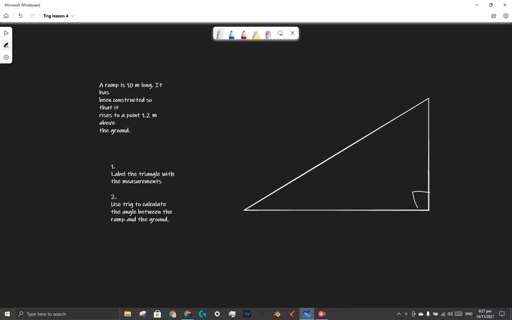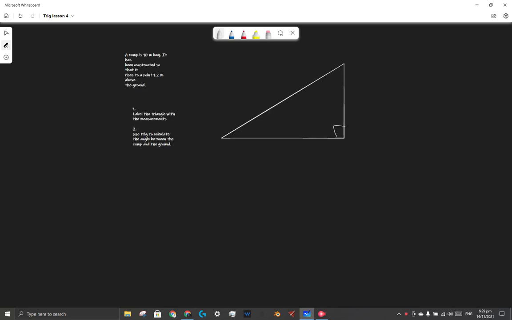I'm going to put up one more problem, but I'm going to put up a word problem. So if you can solve that, then that's pretty much it for this lesson. Okay, so this is the problem here, and now I'd like you to correctly label the sides of this triangle and also use it to calculate the angle between the ramp and the ground. So here's the problem. A ramp is 10 meters long. It has been constructed so that it rises to a point 1.2 meters above the ground. So pause the video here, give the problem a go, and then I'll solve it with you guys.